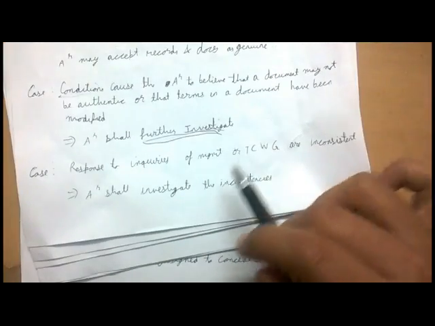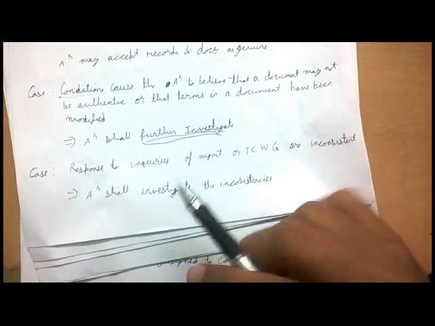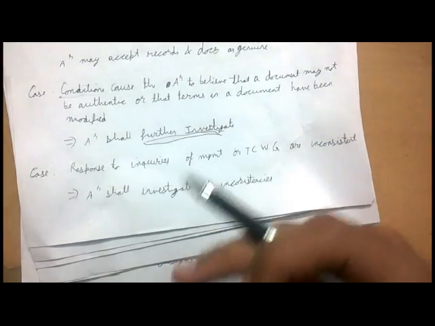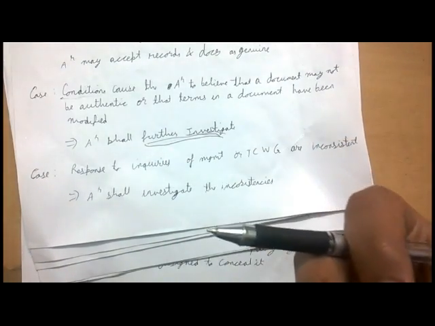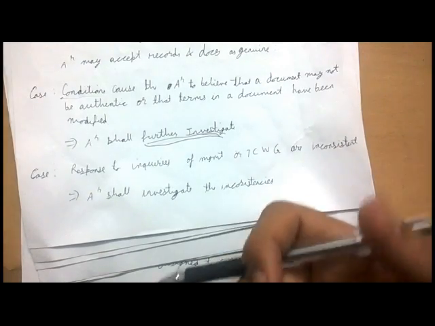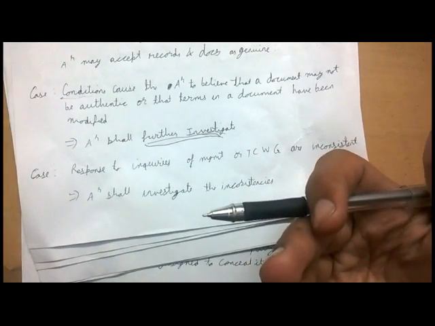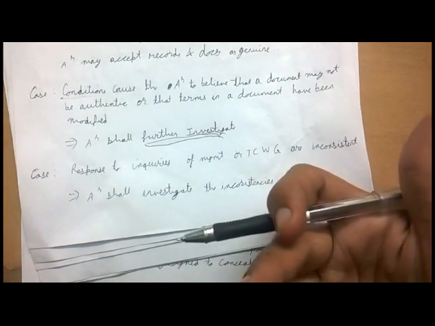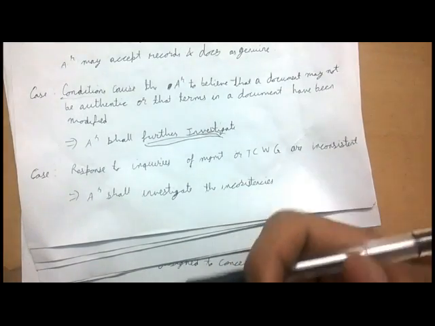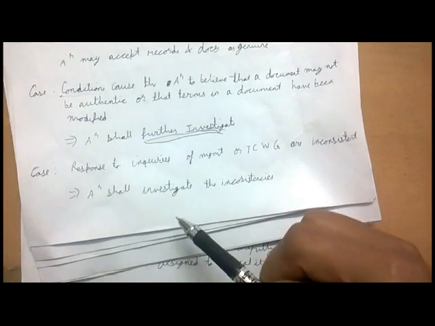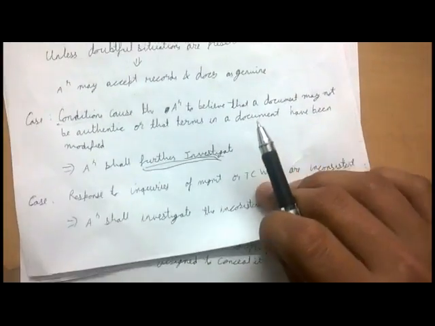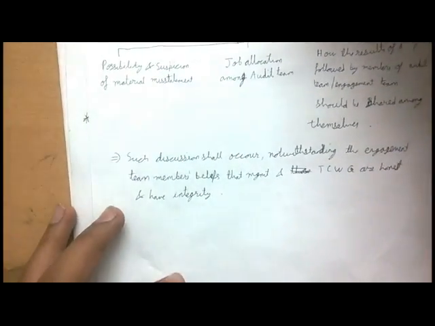Then, responses to inquiries of management or TCWG are inconsistent. He inquired something from the management or those charged with governance, but different people are responding differently to the same thing. You are obtaining audit evidence regarding machinery A. From one source, you are getting that the machinery was purchased in 2015. From another source, you are obtaining that it was purchased in 2014. From a third source, it is saying that the machinery has been leased. So all are inconsistent. Now, what should the auditor do? He should investigate the inconsistency, right?